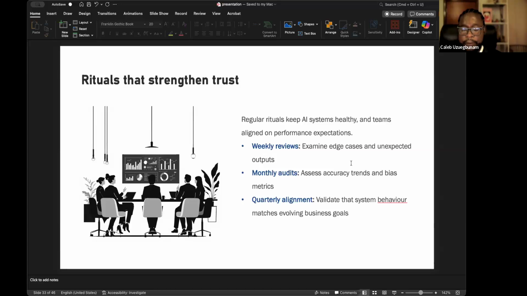These rituals are more for the people building the tech and the people using the tech. People building the tech do the weekly reviews, monthly audits, and then in collaboration with the people using the tech, create strategies to align properly every quarter or every year to identify and consistently deploy good AI practices.